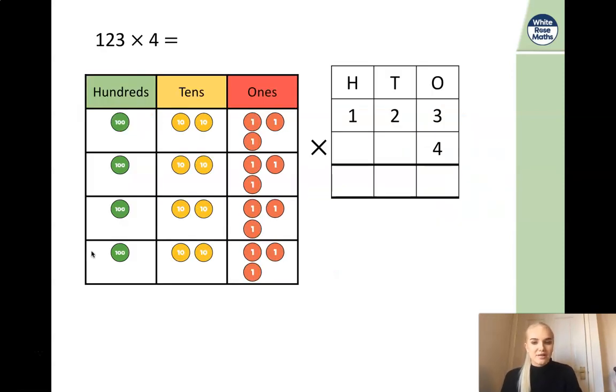Okay, this time is a bit different. This time you have got your hundreds. We have got a 3-digit number multiplied by a 1-digit number. Can you pause the video and have a go at this one, please?